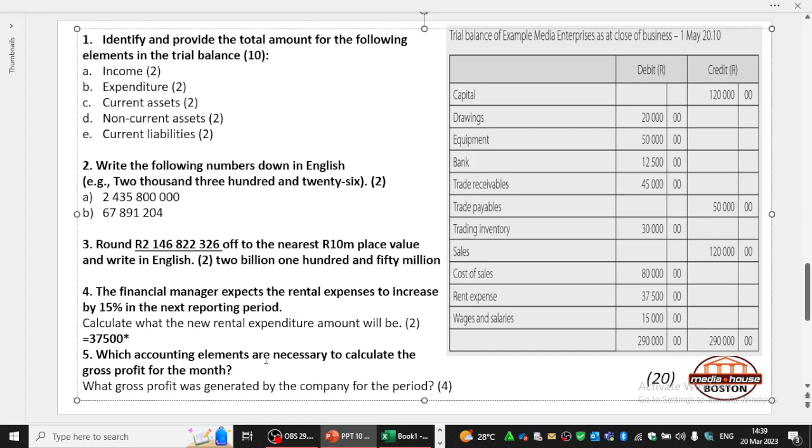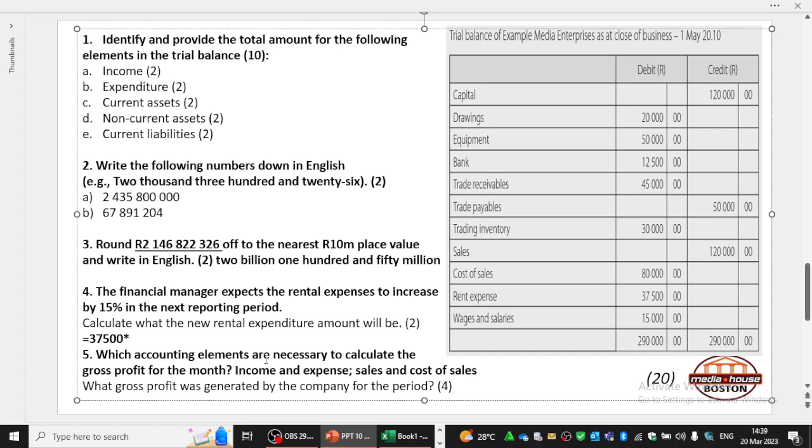And under income and expenses, we've got income and expenses. So those are the two elements that are used, but within these two elements we've got the following accounts that are also used. We've got the following accounts, which are sales and cost of sales. So these are the accounts and elements that are used in calculating the gross profit.